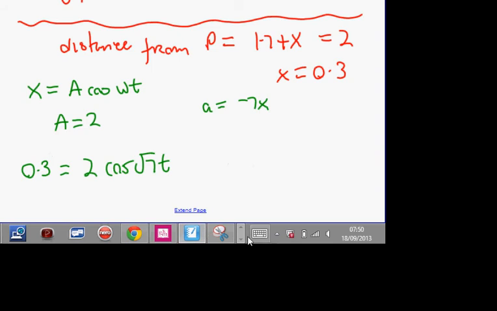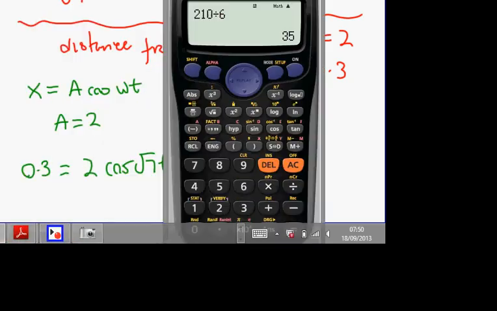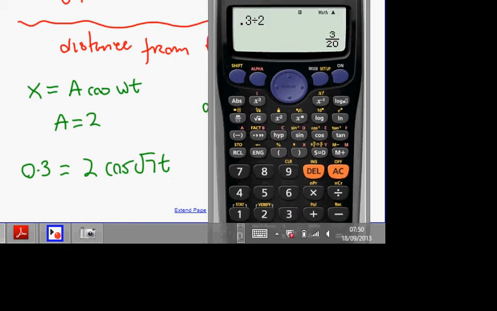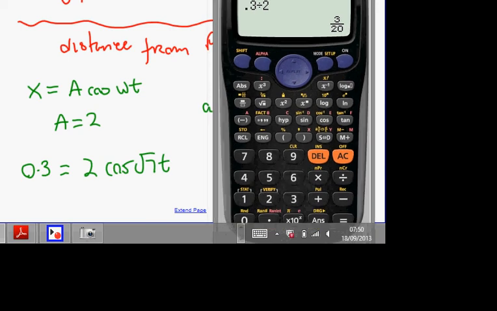So what you can do, just put all of this into your calculator in one go. So what we can say is it's going to be 0.3 divided by the 2 starting off. Okay, which is 3 over 20. Make sure it's in radians. Now we're going to cos inverse that. So shift cos inverse your answer, and that's equal to 1.42.